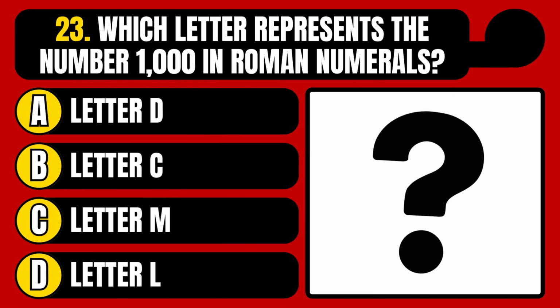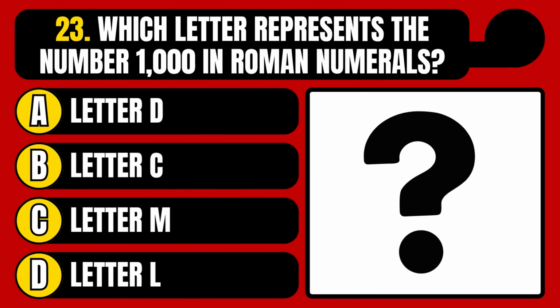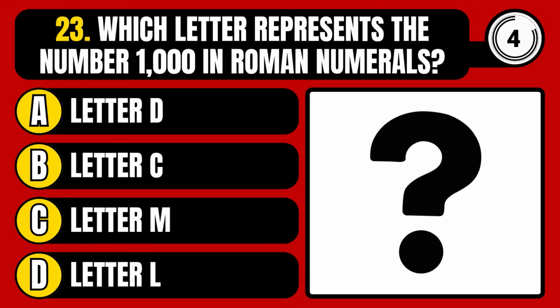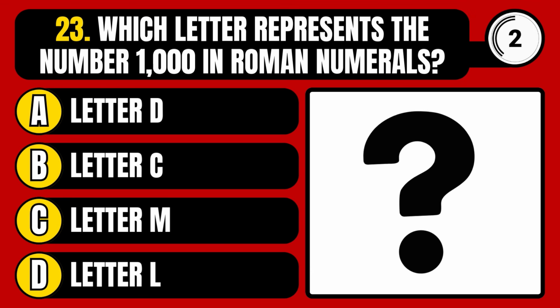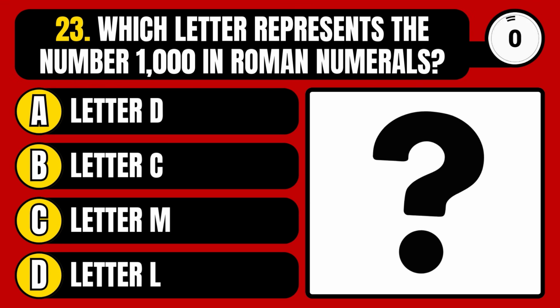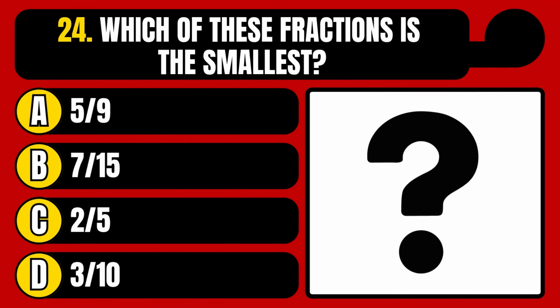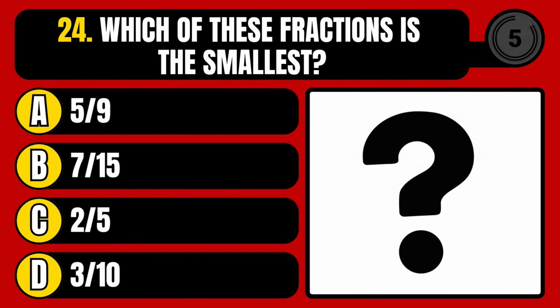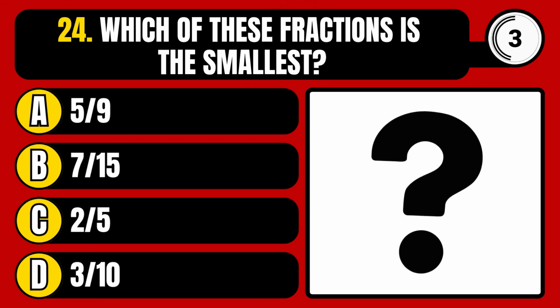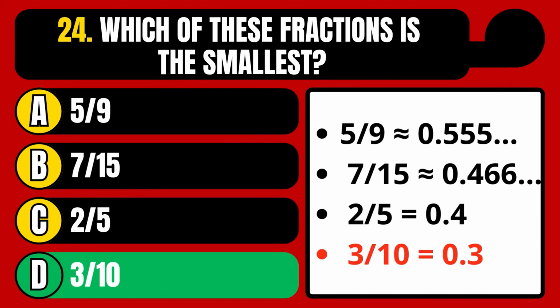Which letter represents the number 1000 in Roman numerals? Letter D, letter C, letter M, or letter L? The correct answer is option C, letter M. Which of these fractions is the smallest? 5 ninths, 7 fifteenths, 2 fifths, or 3 tenths? The correct answer is option D, 3 tenths.